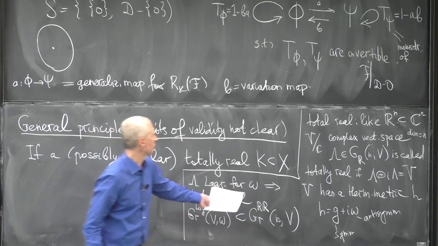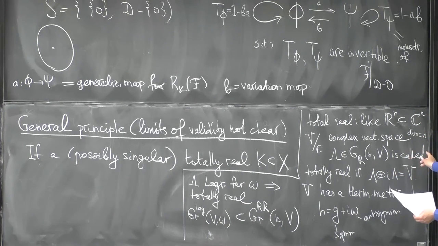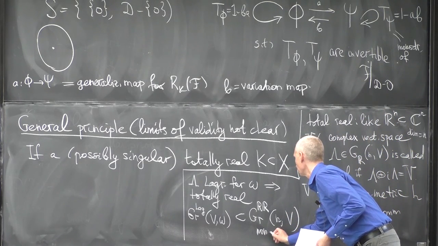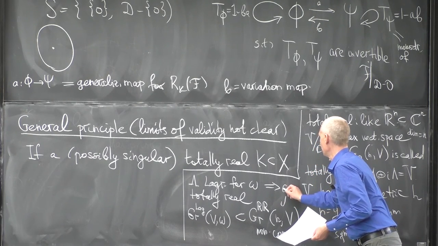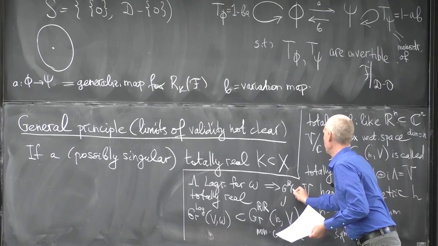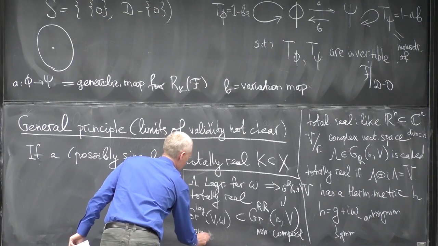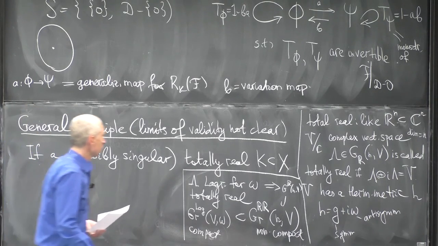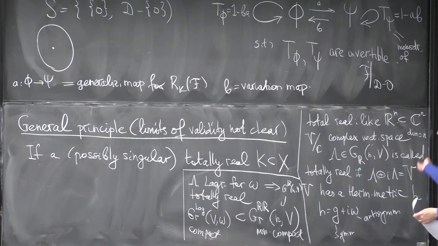This condition is open. When we say that something is totally real, it's a generic condition. A generic subspace will be totally real. So it's an open part of the Grassmannian, so it's non-compact. It's open in the real Grassmannian, and this is compact. So Lagrangian subspaces form a compact, homotopy equivalent part. And similarly, a submanifold is totally real if its tangent space is totally real at every point. In particular, if it's Lagrangian, then it's totally real.